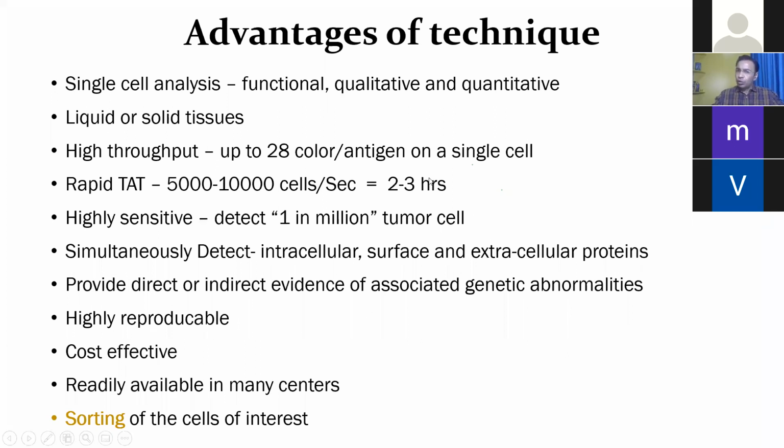Then it is very high throughput because you can do 5 to 10,000 cells per second. So it is basically single cell proteomics, and you can go up to 28 colors. Clinical laboratories can go up to 16, but in a research laboratory it can go to 28 colors. Very rapid. You can get the result in 2 to 3 hours.